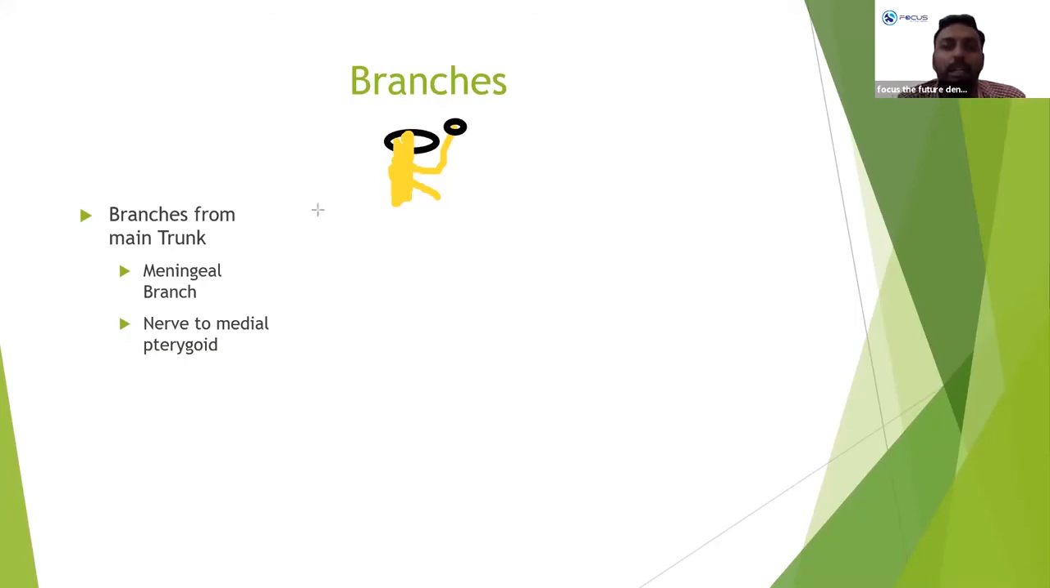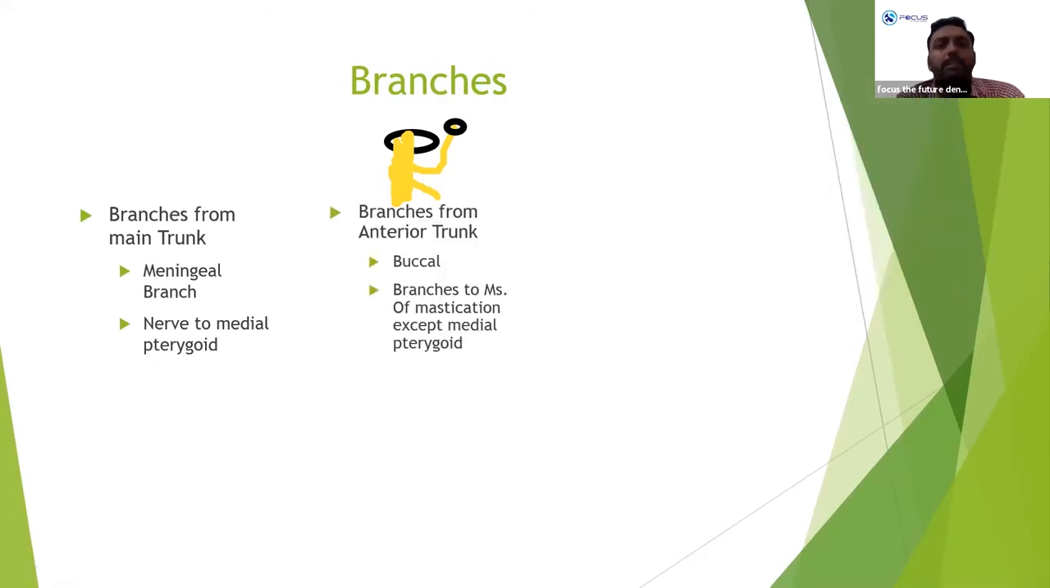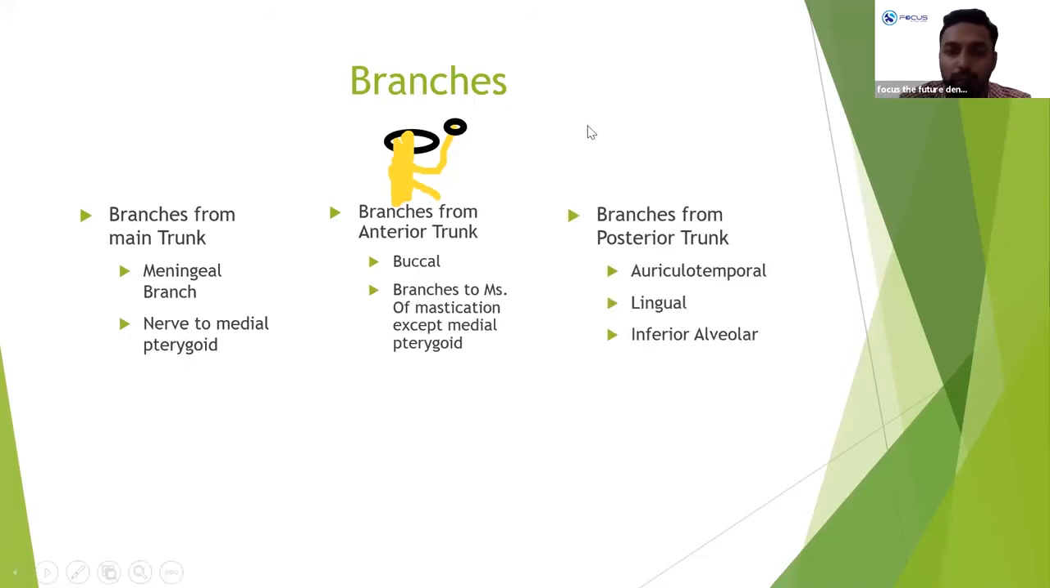Then there is a nerve to the medial pterygoid. Let's see what happens after that. Then the branches from the anterior trunk, and then there is a branching from the posterior trunk. So let's see in the picture what they mean by the anterior trunk and posterior trunk. Let's move on to the next slide. So I told you the branches from the main trunk, there are two: the meningeal branch and the nerve to the medial pterygoid. So the nerve to the medial pterygoid is what kind of nerve? Is it a motor nerve or a sensory nerve? The nerve to the medial pterygoid is a motor supply.